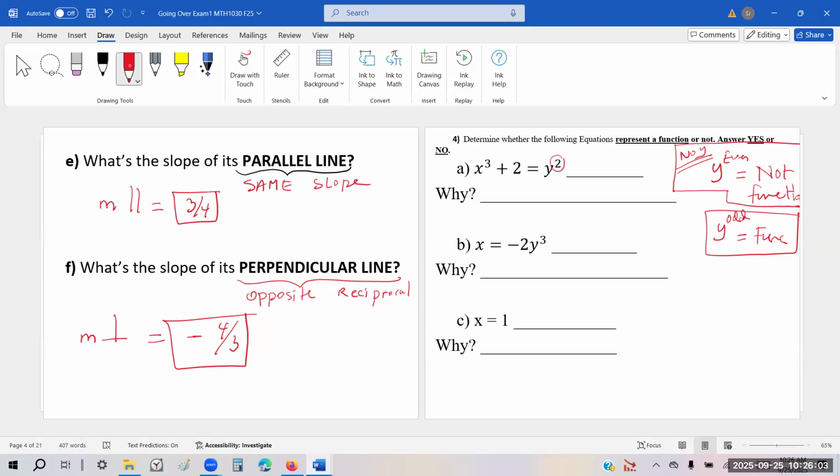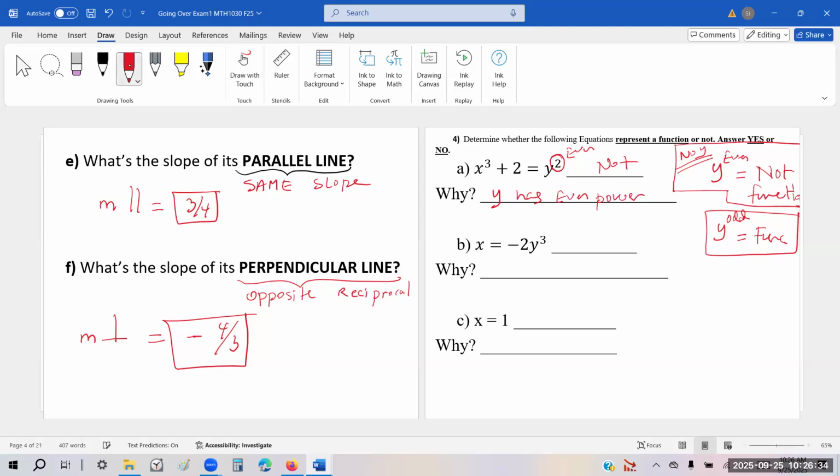So what number do we have on the power of y? 2, right? Is 2 odd or even? Even. So since y has even degree, what's the rule? What's the result here? Function or not a function? Not a function. Why? Because y has even power or even exponent.